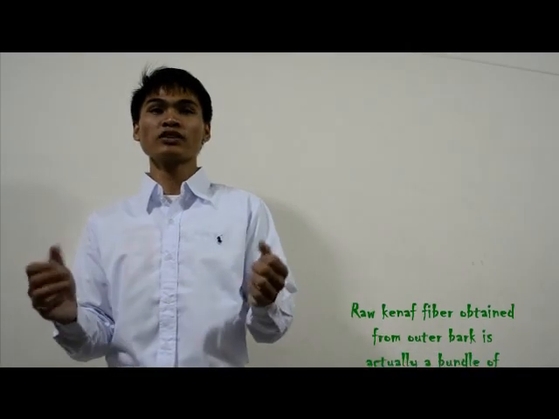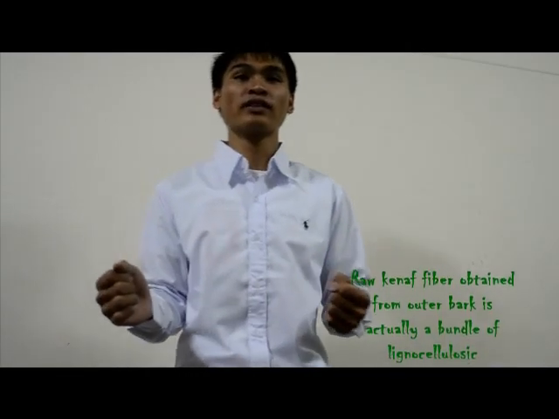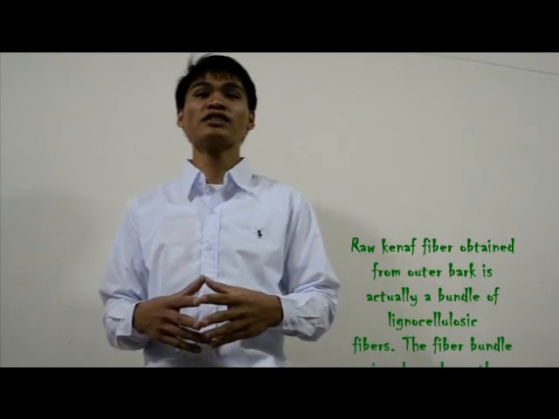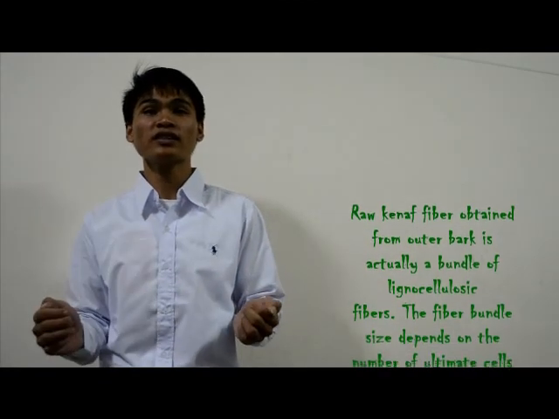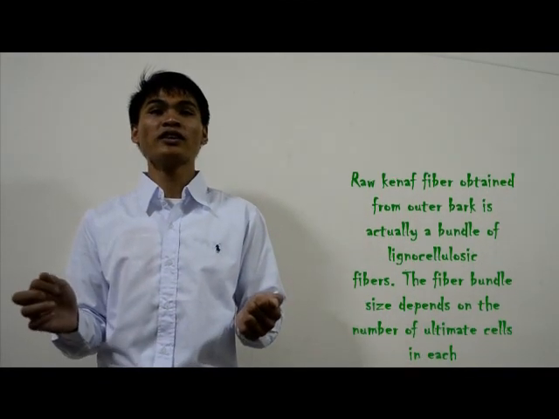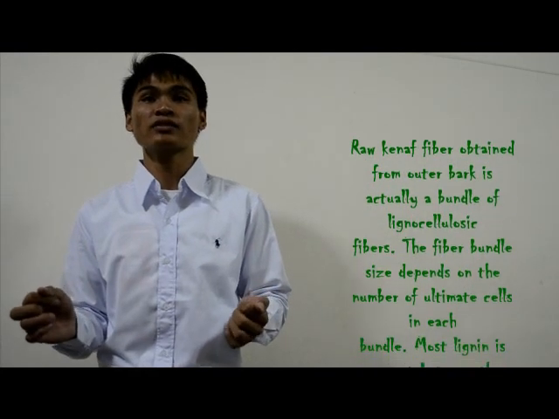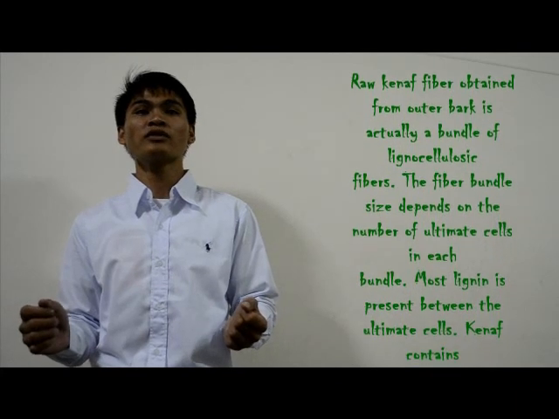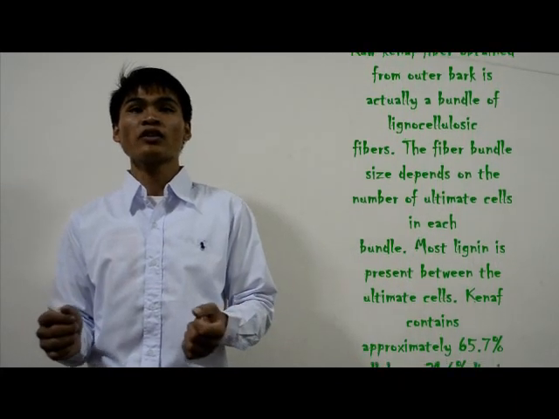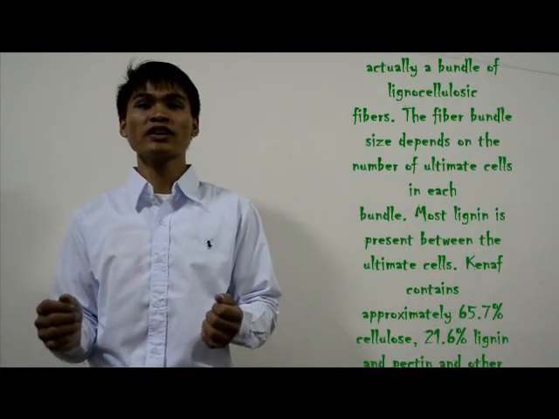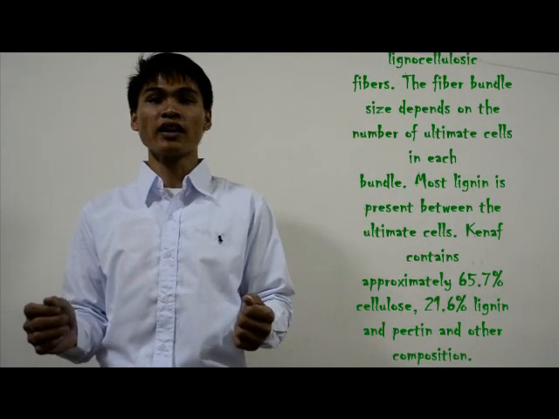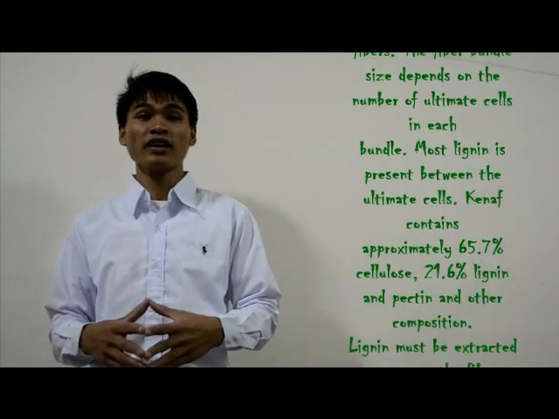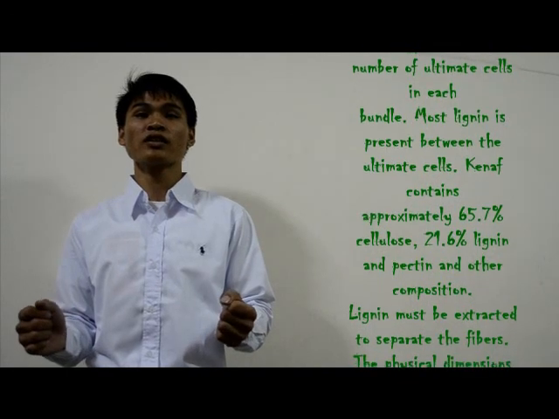For the general properties of kenaf fiber, raw kenaf fiber obtained from the outer bark is actually a bundle of lignocellulosic fibers. The fiber bundle size depends on the number of ultimate cells in each bundle. Most lignin is present between the ultimate cells. Kenaf contains approximately 65.7% cellulose, 21.6% lignin, and pectin and other composition. Lignin must be extracted to separate the fibers.